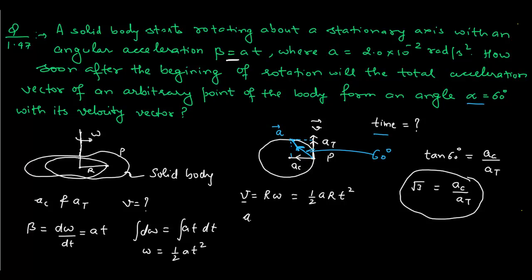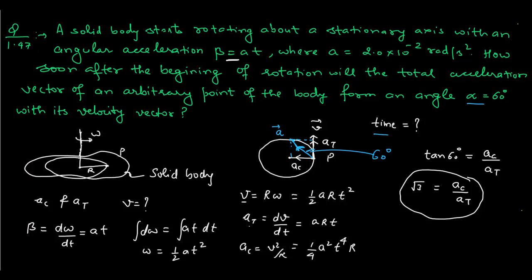Now the tangential acceleration AT is equal to dV by dt, the rate of change of speed with respect to time, and if you differentiate this V, we will get a r t. And the centripetal acceleration is V squared by r, and if we substitute the value of V, we will get AC as one-fourth a squared t raised to the power 4 into r.